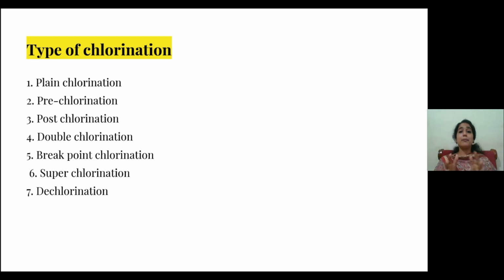Then the next is type of chlorination. Chlorination is done in various methods or various stages of water treatment system. The first one is plain chlorination, second pre-chlorination, then third post-chlorination, then double chlorination, breakpoint chlorination, superchlorination, and dechlorination. These are the 7 types of chlorination that we are accepting or doing while treating raw water in a water supply scheme.